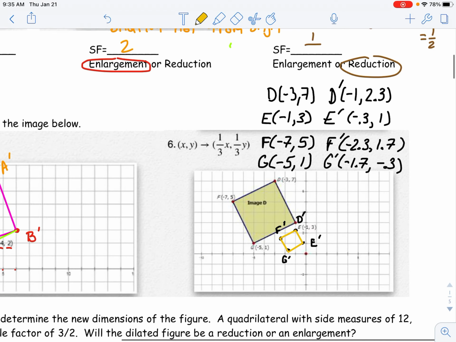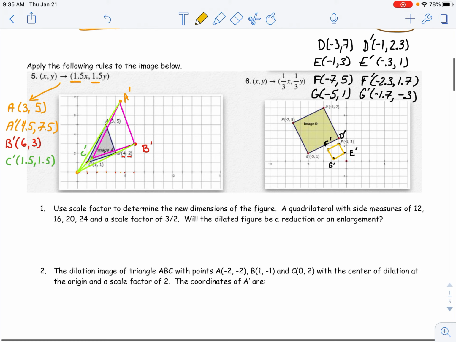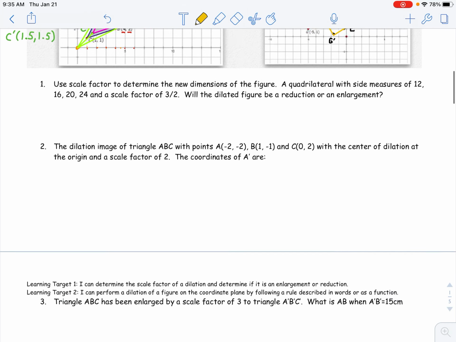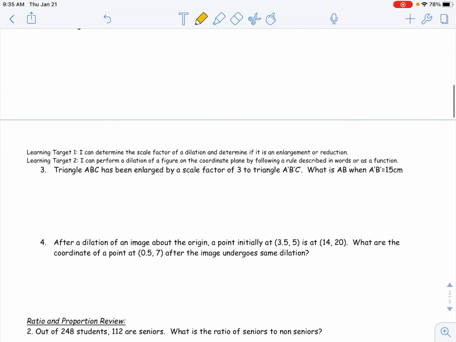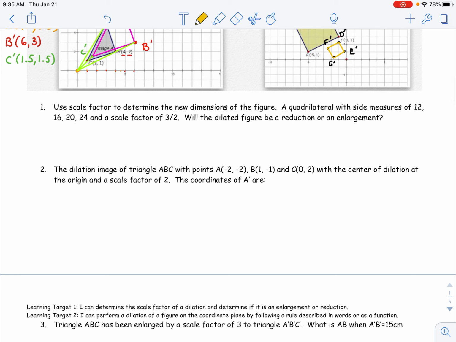All right, and then I could draw the lines to converge back, but I don't feel like it. All right, so that's that. Let's just knock out some more problems. Let's keep rolling. So use the scale factor to determine the new dimensions of a figure.